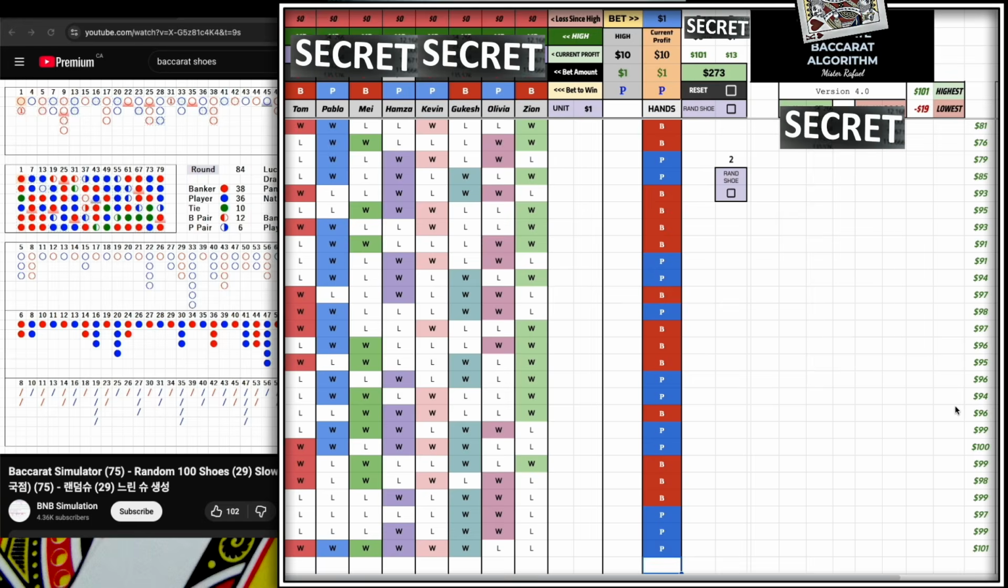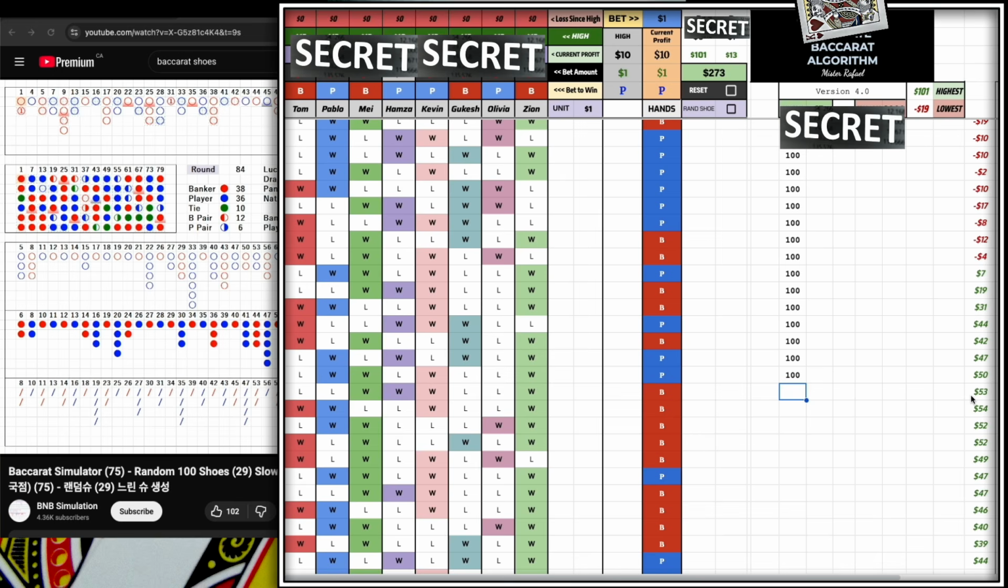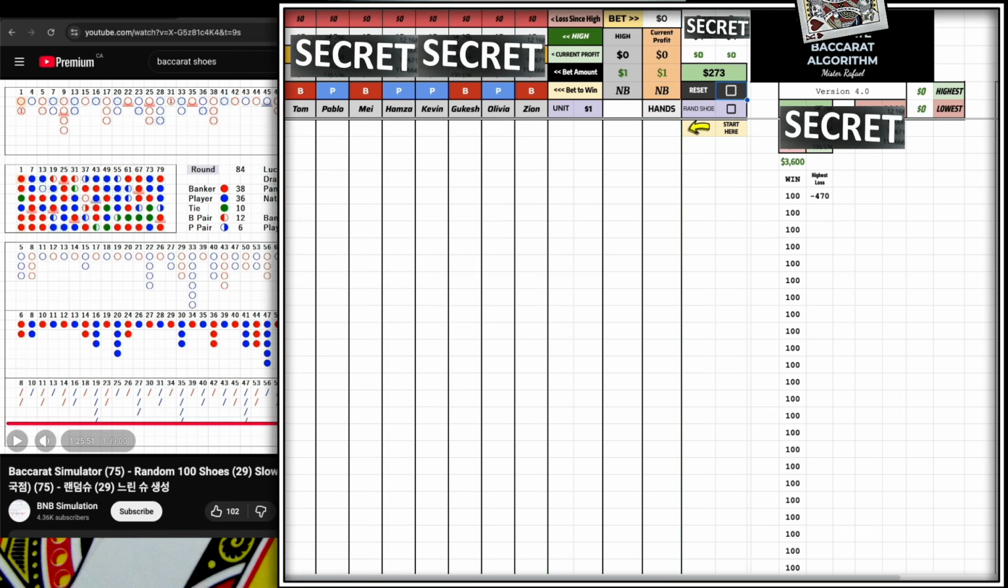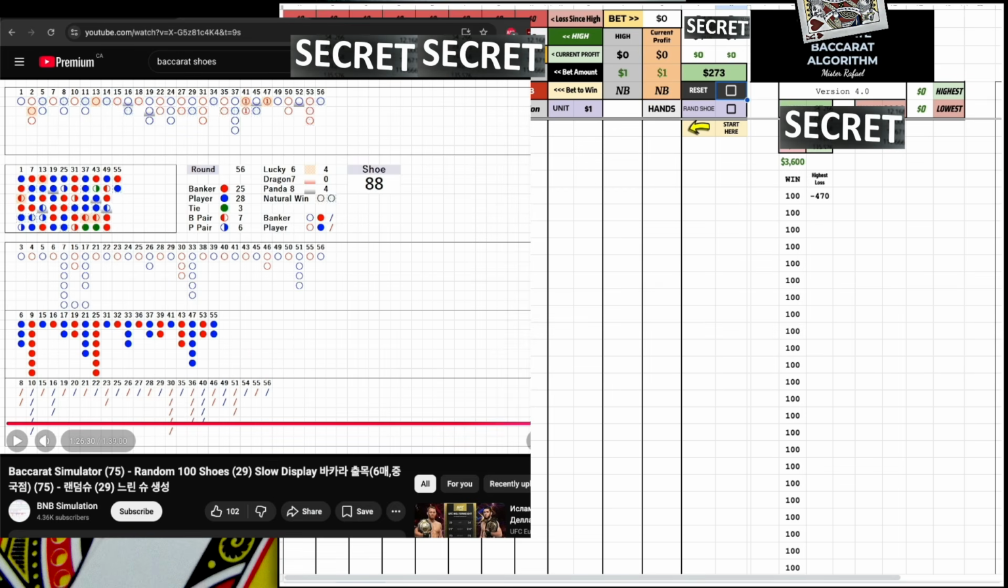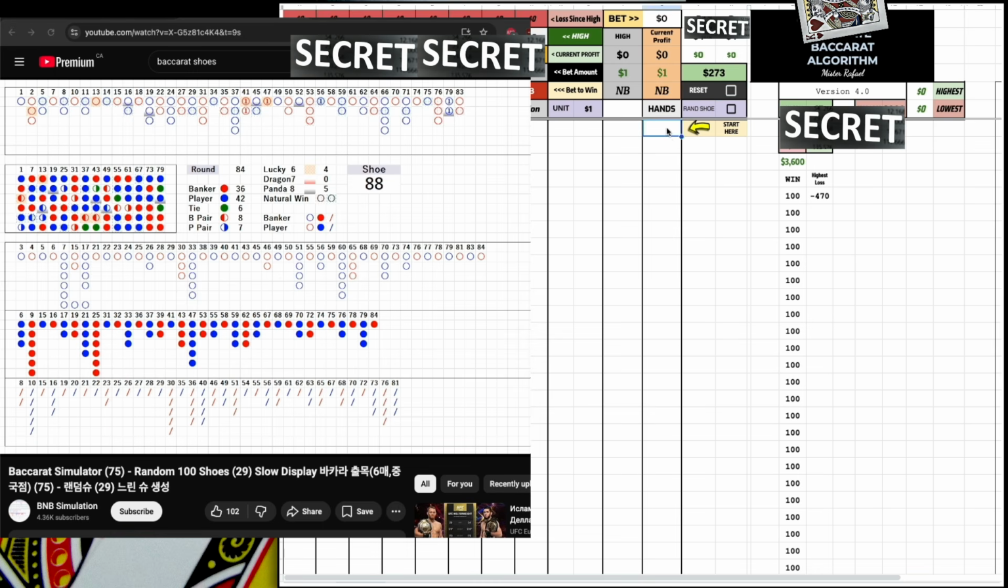And it looks like we've hit the win goal right here. Biggest drawdown, only minus $19. So let's add another $100 to the bank. Perfect. Reset. Let's go to shoe 88. All right, here we go. Shoe 88.